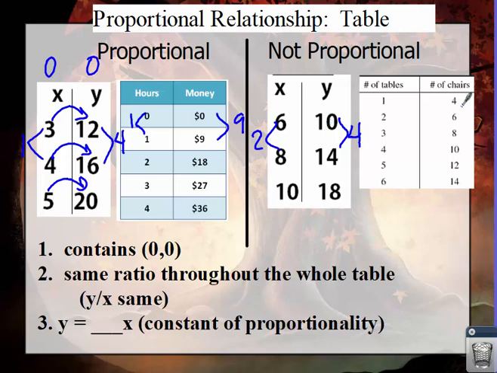Same thing for this one. My pattern here is 2. My pattern here is 1. So when I back up 1 to 0 and I back up 2 here, I end up with a 2 and not 0, 0. So that's the sign of being proportional or not proportional.